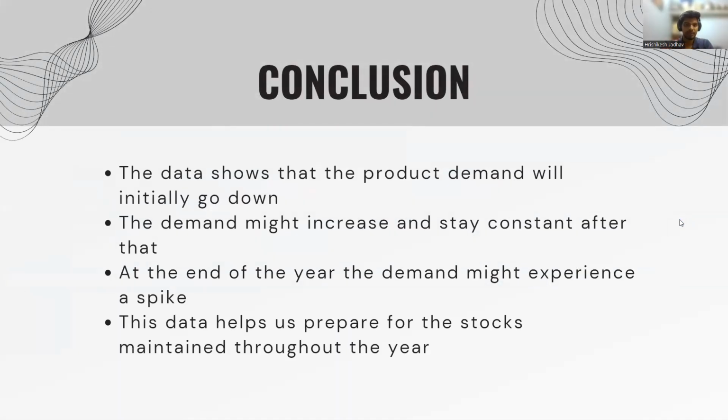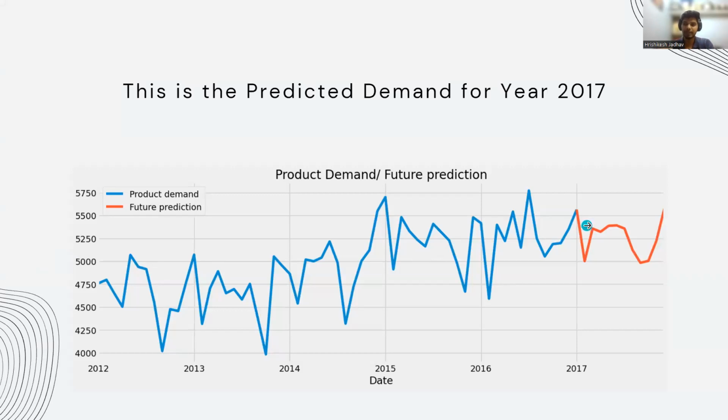So the data helps us to prepare the stocks maintained through the year. At the start of the year the demand is low, so we can prepare less stock. At the constant period we can prepare stock according to the demand, but by the end of the year, as the demand rises, we have to fill the warehouses with more stock so that more people can buy the product.